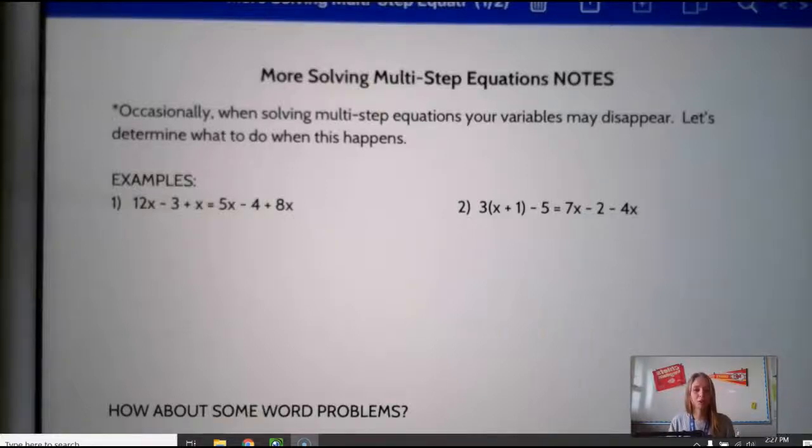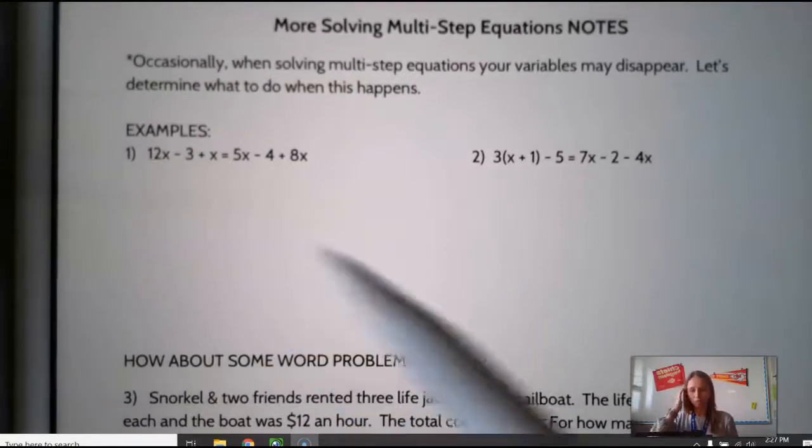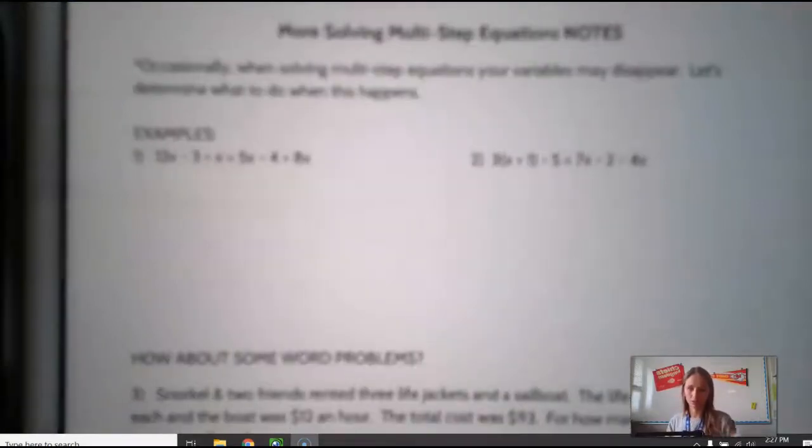Alright, so we're going to be solving some more multi-step equations today. Occasionally the variables may disappear, so today we're going to be going over what to do in case that happens. Alright, so we're going to start here with number 1.